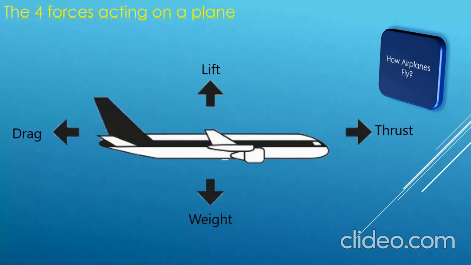The four forces acting on a plane. Lift helps the plane take off. Thrust helps the plane go faster or move forward. Now, the most interesting are the weight and drag. When you slow down a big airplane, you start to descend fast. But with a smaller plane, you descend a little slower.